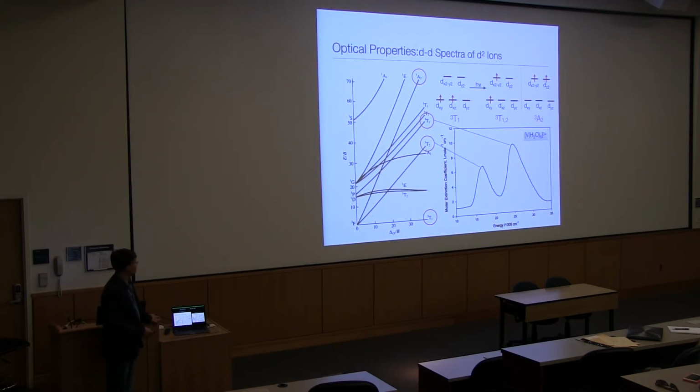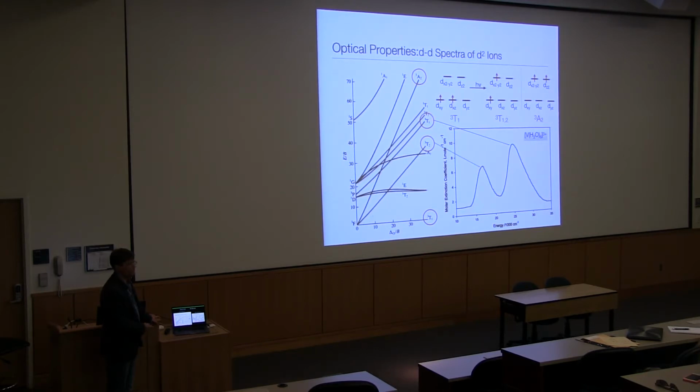And so what you're finding is a triplet T2 state, a triplet T1 state, and at very high energy, a triplet A2 state that's probably deep in the UV. That means for a given d2 ion, you expect just two absorption bands, and they correspond to triplet T2 and triplet T1 excited states. And that is absolutely the case.